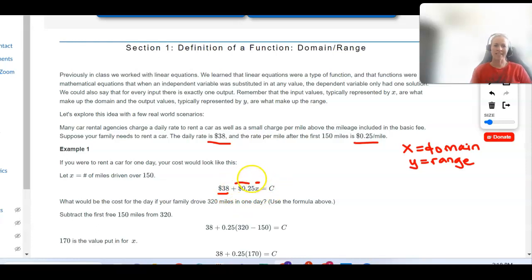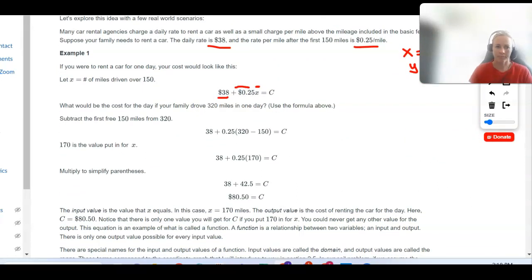Now we want to know, what is the cost if your family drove 320 miles in one day? We can use this formula above that we found. We know we drove 320 miles, but basically the first 150 don't count. So let's do 320 minus 150 to find out how many miles we'll be charged for, which gives us 170. And then we'll just solve this equation. It's just like we're substituting it in. So 38 plus 0.25 times every one of those 170 miles. We solve it, and we find out our total cost will be $80.50 if we drive 320 miles.